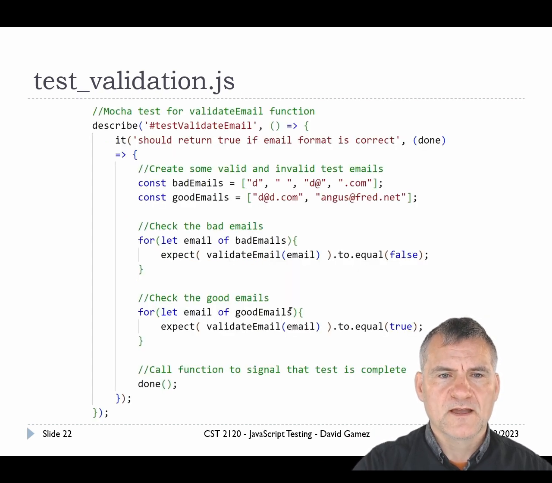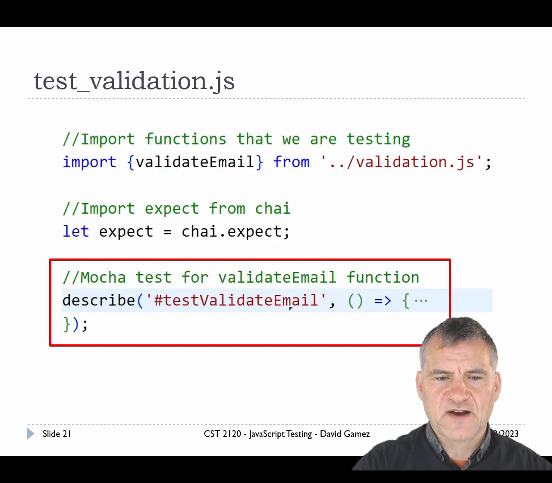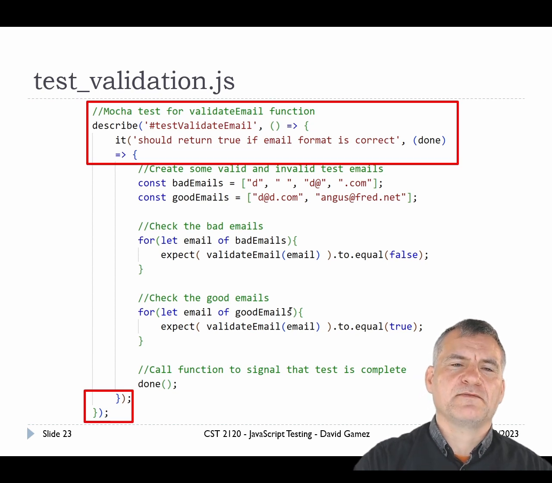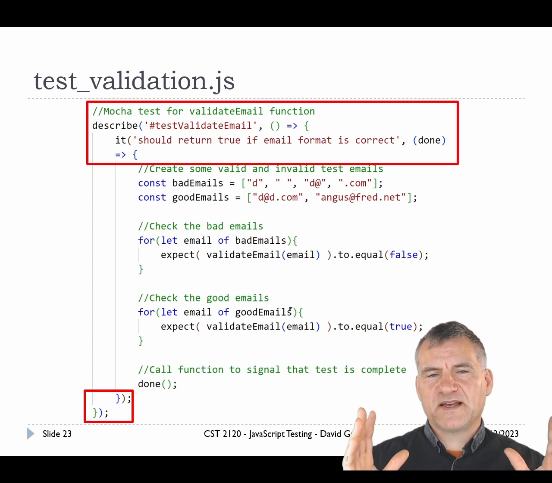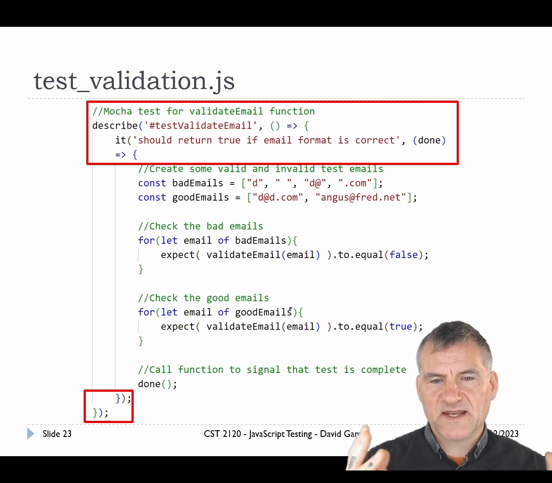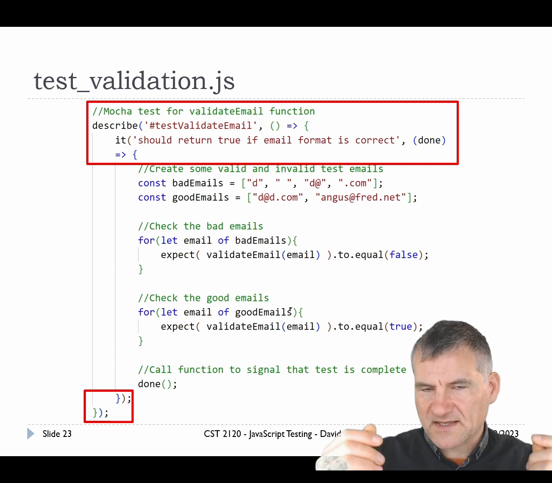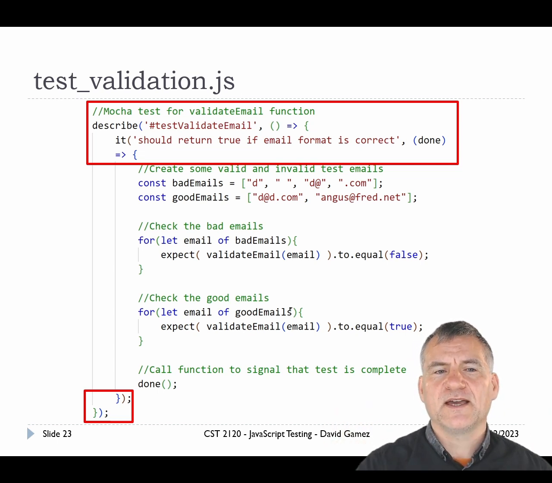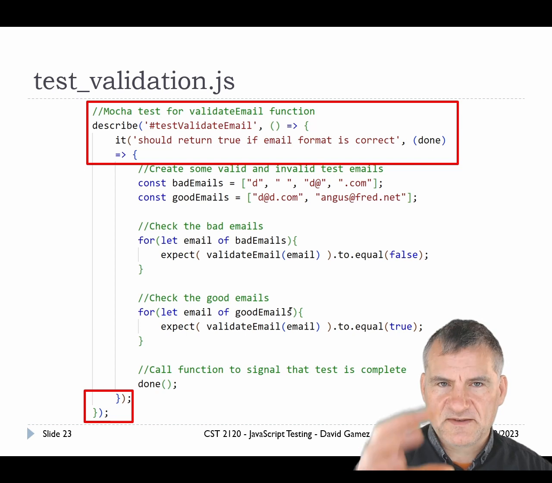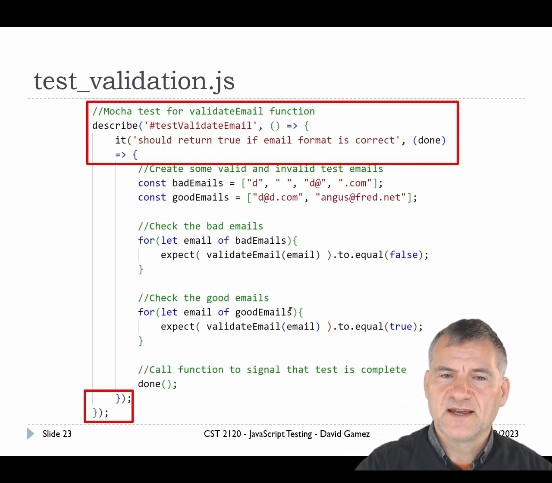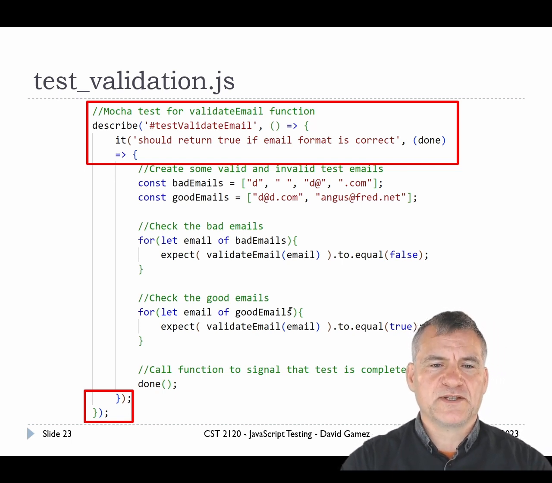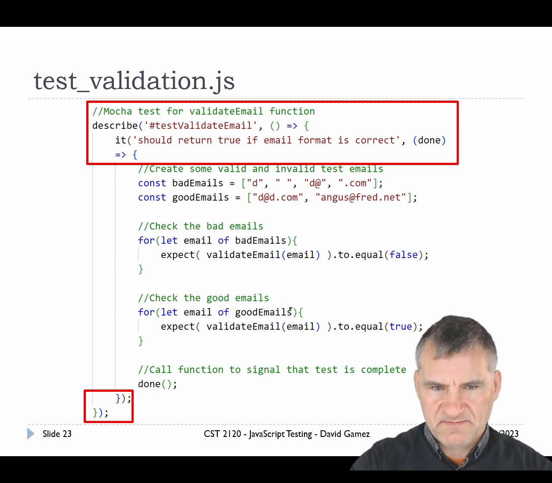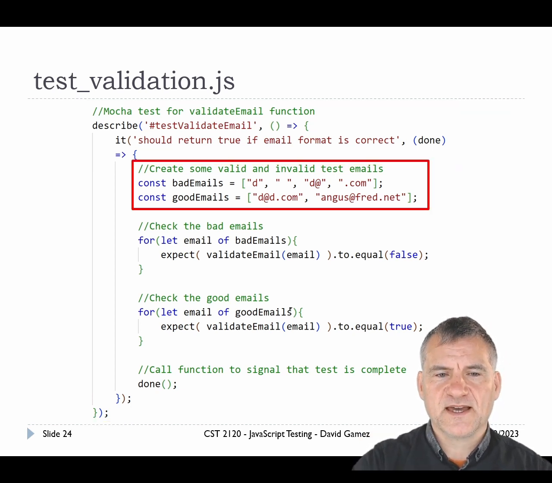So we have a wrapper, test validate email. It has this describe syntax, which you just basically copy. It's the same for all tests using Mocha and Chai. So you copy that framework, the boilerplate, and then put your tests inside it, giving it appropriate arguments, like what the test is and an explanation of what the test should do.